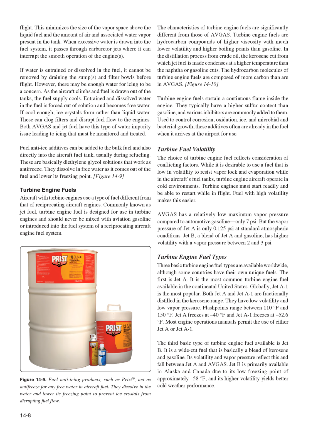Avgas has a relatively low maximum vapor pressure compared to automotive gasoline, only 7 pounds per square inch. But the vapor pressure of Jet A is only 0.125 pounds per square inch at standard atmospheric conditions. Jet B, a blend of Jet A and gasoline, has higher volatility with a vapor pressure between 2 and 3 pounds per square inch.